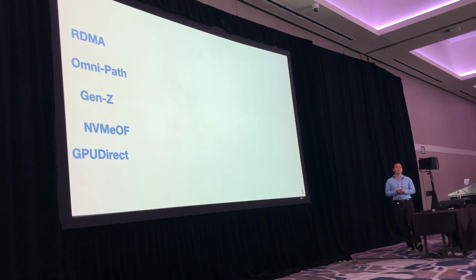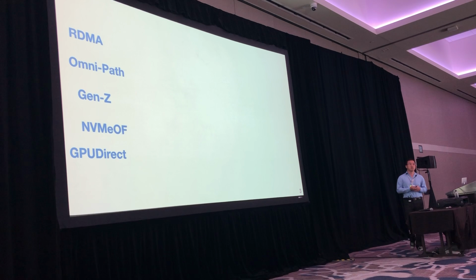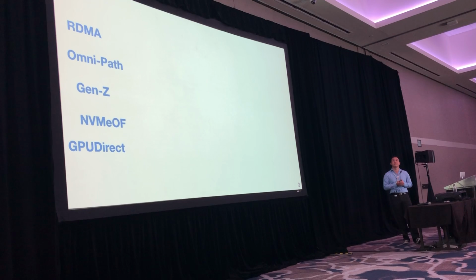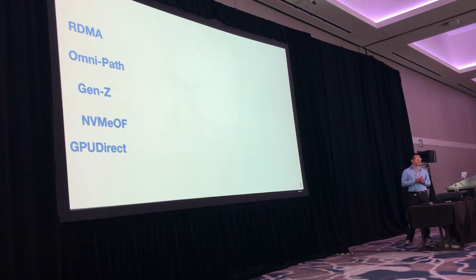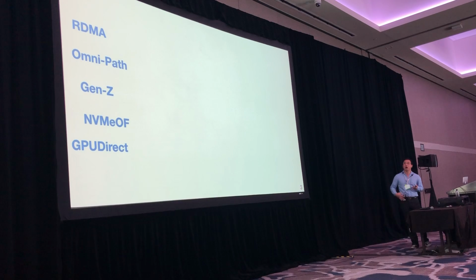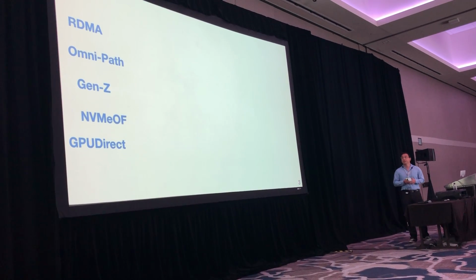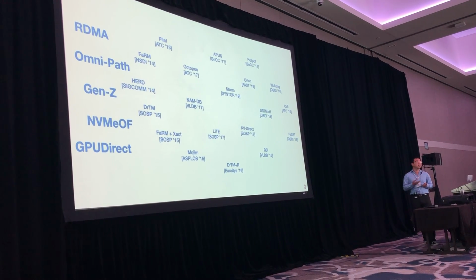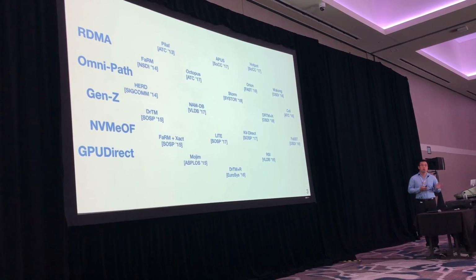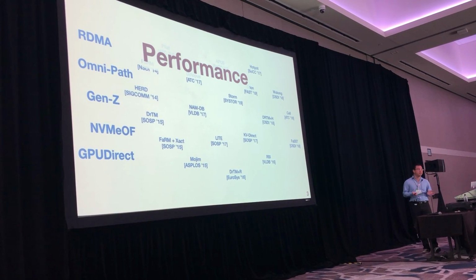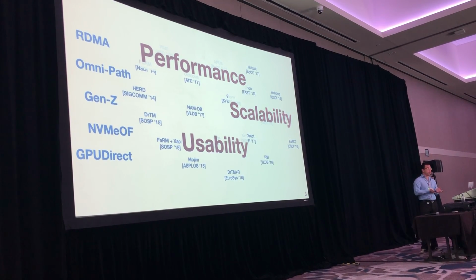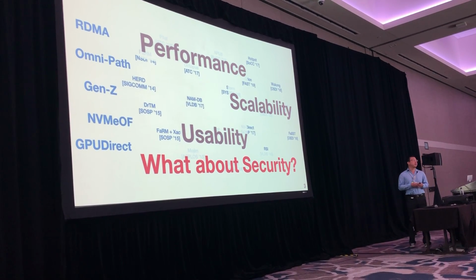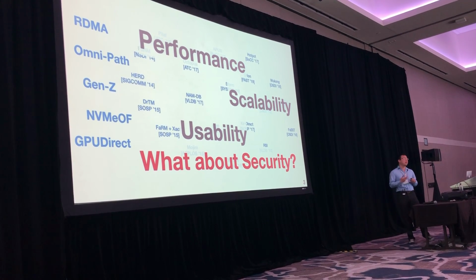Because of this performance benefit, recently data center developers have started considering moving one-sided communications into the data center to improve the application's performance. There are several implementations of one-sided communications, like RDMA, OmniPath, or GenZ. There are also several one-sided communication-based applications in both academia and industry recently. However, most of them are focusing on performance, scalability, or usability. So what about security? It's a really important factor in the data center, especially since the data center is a multi-tenant environment.